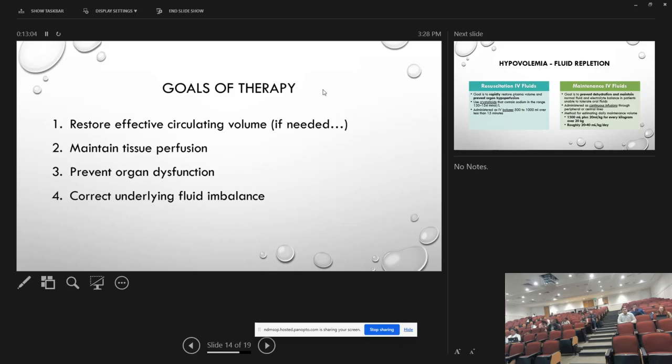If you do that, you should be able to maintain tissue perfusion and perfusion to your vital organs, specifically the brain and heart. You want to prevent organ dysfunction. So one of the organs that is going to be impacted first is which organ? If you have a decrease in effective circulating volume, which organ is going to be impacted first? I heard brain, I heard heart. What's another organ? Kidney. Kidney is going to be affected, and your brain is going to be affected. Those two are going to be affected the most.